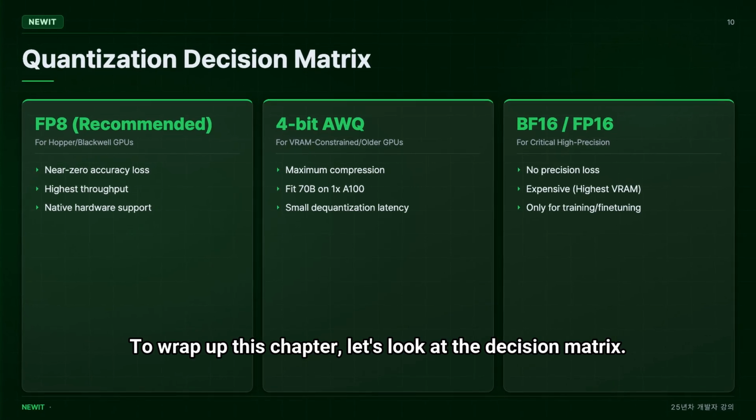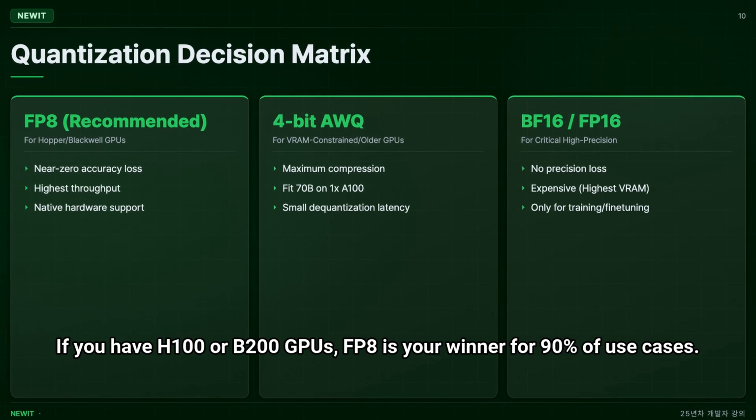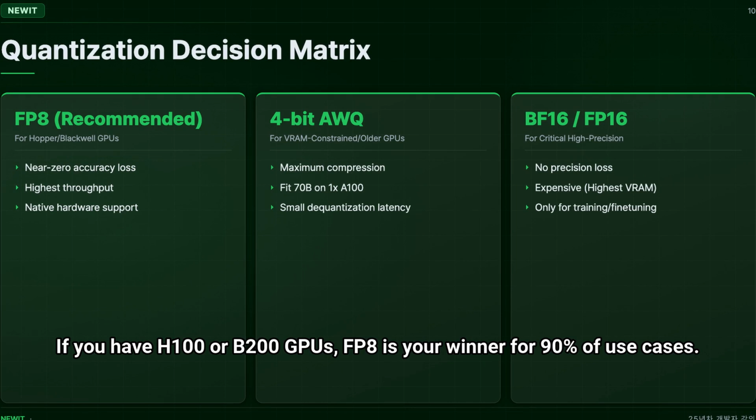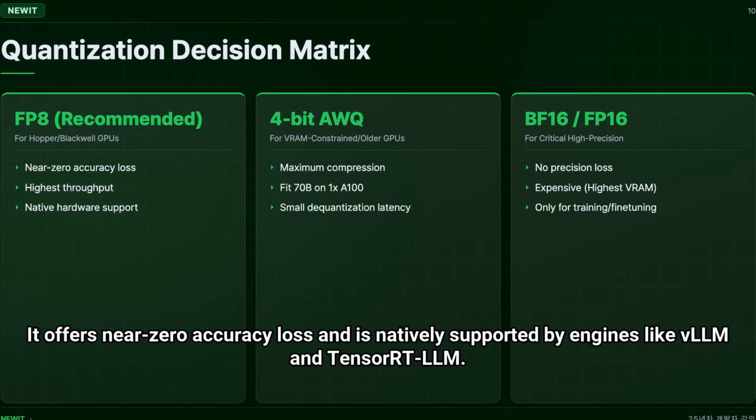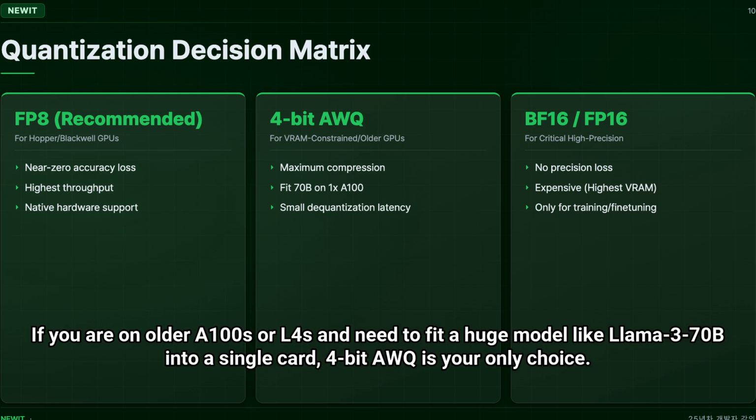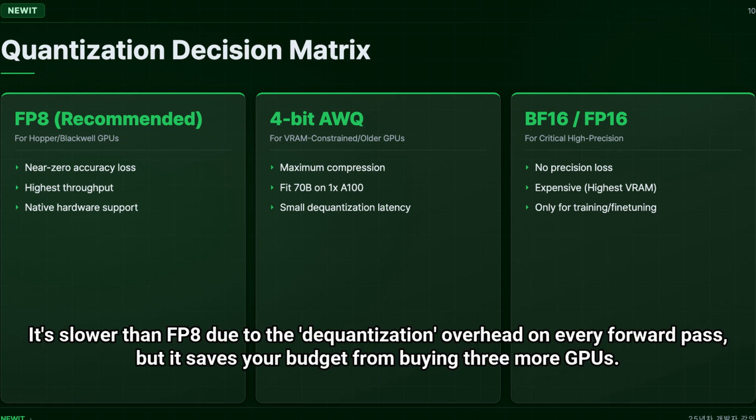To wrap up this chapter, let's look at the decision matrix. If you have H200 or B200 GPUs, FP8 is your winner for 90% of use cases. It offers near zero accuracy loss and is natively supported by engines like vLLM and TensorRT-LLM. If you are on older A100s or L4s and need to fit a huge model like Llama 3 70B into a single card, 4-bit AWQ is your only choice.